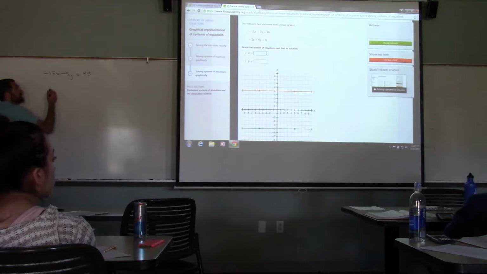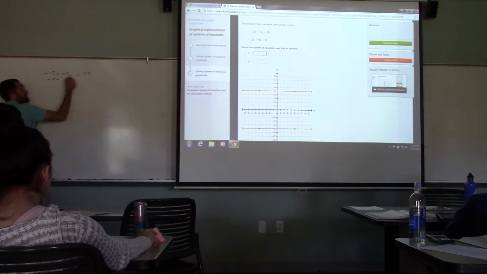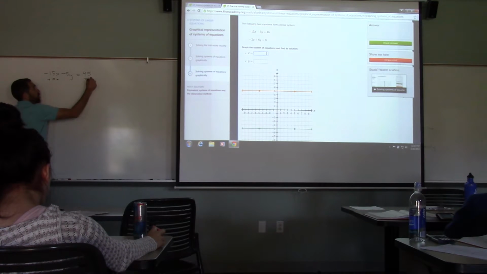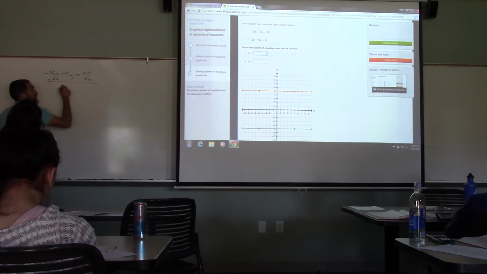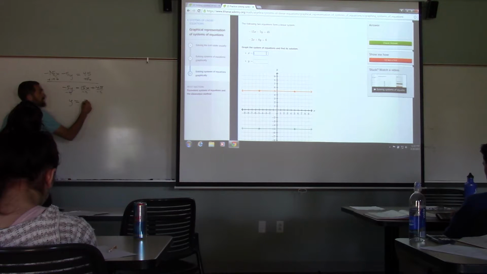Plus 15x. Yeah, so let's add 15x to both sides. Okay, I'll always write my x's first. So I have negative 5y equals 15x plus 45, and then divide by negative 5. Yeah, divide everything by negative 5. Okay, and you can copy down this exact question as your example in your notes. y equals negative 3x minus 9.